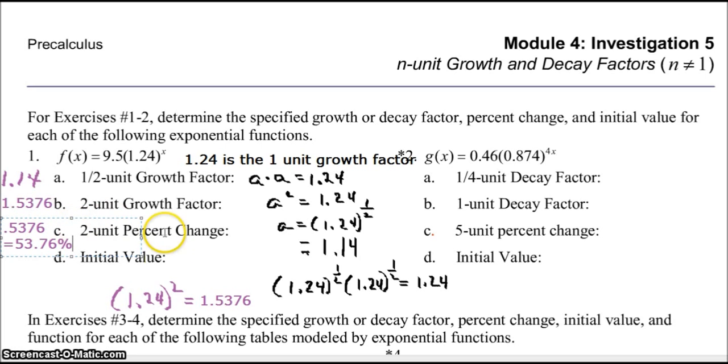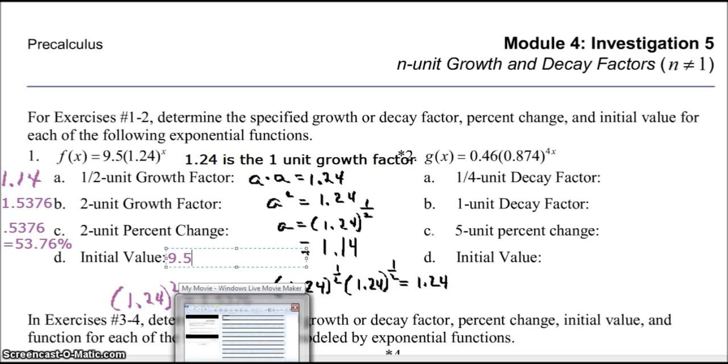Okay, now the initial value, oh great, another easy question, is 9.5, because this is just the standard exponential form, the initial value times the growth factor and your units, your input. Okay, now our new function, number 2, g of x is 0.46 times 0.87 to the 4x. That's pretty interesting, with a 4x there.